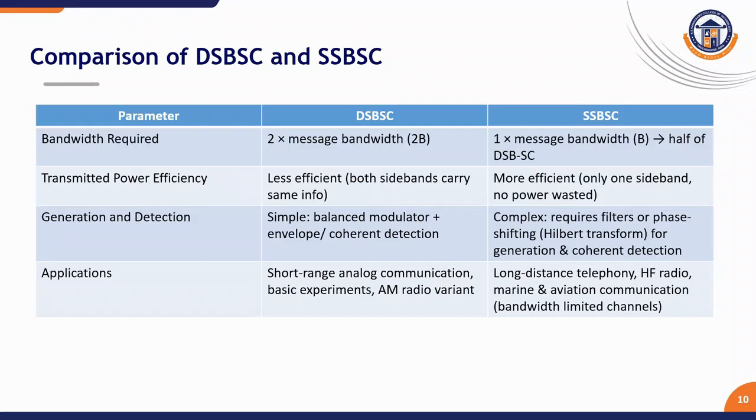Now the comparison of DSB-SC and SSB-SC. Compared to DSB-SC, SSB-SC uses half the bandwidth and offers better power efficiency. DSB-SC is simpler to generate and demodulate, and is suitable for moderate distance communications. SSB-SC is preferred for long distance communication, HF radio, and bandwidth limited applications.